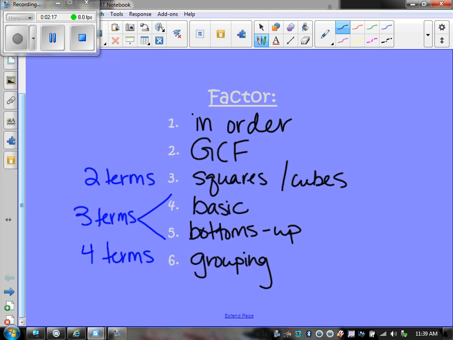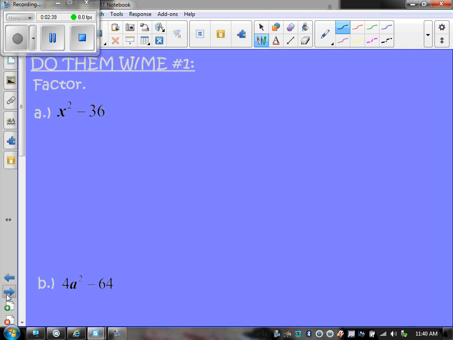When you have four terms, you're going to factor by grouping. Anytime I ask you to factor, or later on when I ask you to solve by factoring, you should be following these 6 steps all the time. Okay? So what I'd like you to do when you get your homework and when you get your test is write out these 6 steps. That way you can go through and check off that you've done them step by step. Okay? All right, let's do some problems.